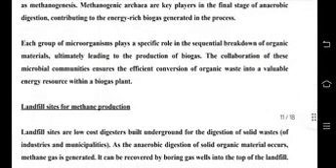Each group of microorganisms plays a specific role in the sequential breakdown of organic materials, ultimately leading to the production of biogas. The collaboration of these microbial communities ensures the efficient conversion of organic waste into a valuable energy resource within a biogas plant.